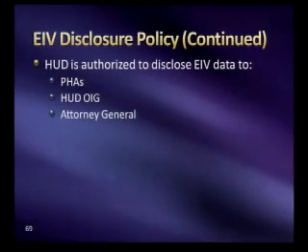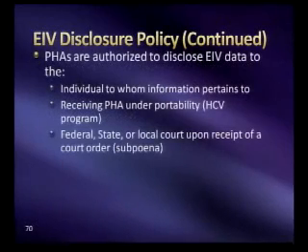HUD is authorized under the Federal Privacy Act and in accordance with the provisions in HUD's computer matching agreement with HHS to disclose EIV data to you, the PHA, HUD OIG, as well as the Attorney General's Office. PHAs are authorized to disclose EIV data, again, in accordance with HUD's computer matching agreement with HHS and Social Security Administration, to individuals to whom the information pertains. You're allowed to disclose it to a receiving housing authority under portability.